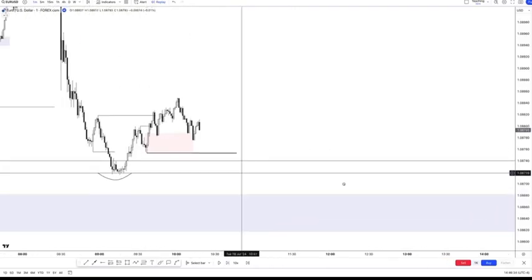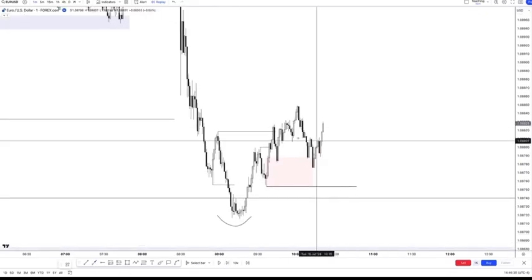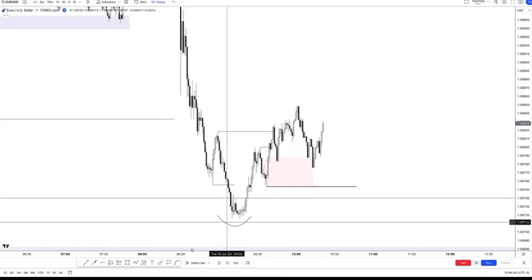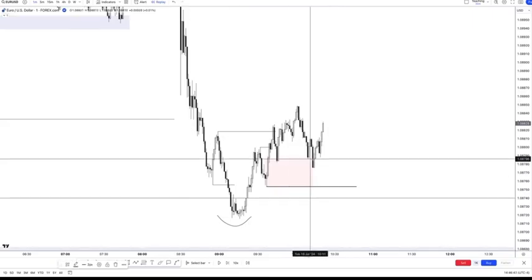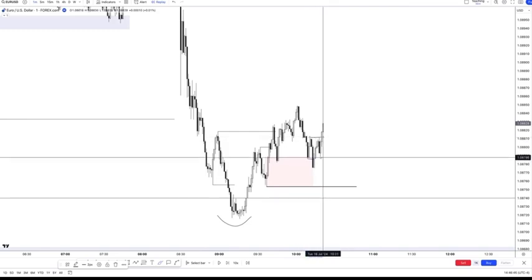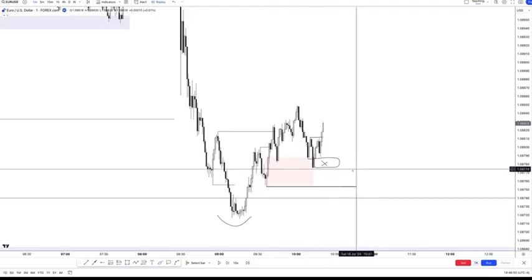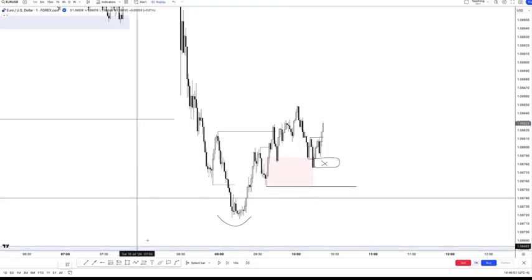We also take out, look at this structure we got here. So we take out previous low, okay, price comes up, then takes out the high. So retail sees this as BOS. So this is going to be a buying area for retail. They're going to get trapped, okay?